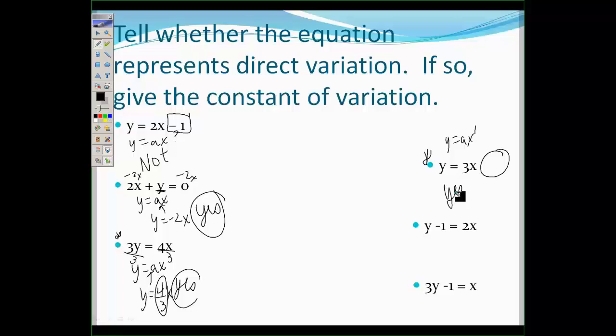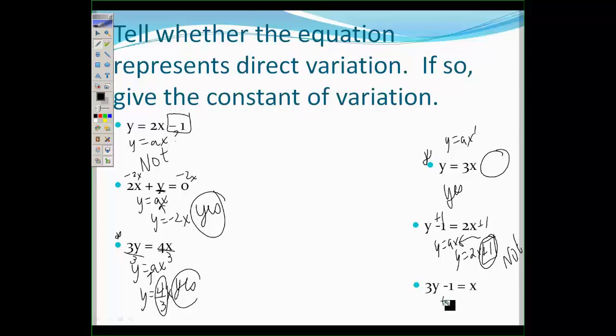This problem can be tricky because right away it looks like it might be direct variation. However, we haven't solved for y yet. So when we add that 1 over here, we notice that y equals 2x plus 1. We can't have this extra intercept going up there like that on a line. Okay, you can't have anything added to your x. It doesn't look like this anymore. So this would be no, not direct variation.